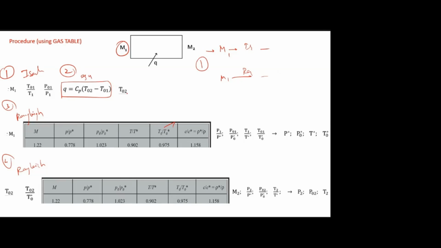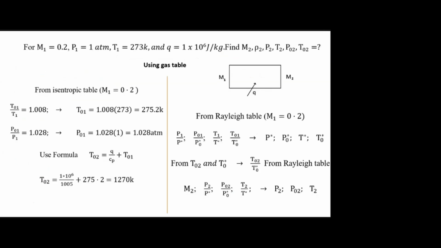Then you can find T naught 2, then from the T naught 2 by T naught star ratio, you can find remaining properties. Okay, here they solve the same problem using the gas table. See, once they know the Mach number, say they found these two ratios from the isentropic table. Okay, then second step using the Q formula, they are finding the T naught 2.